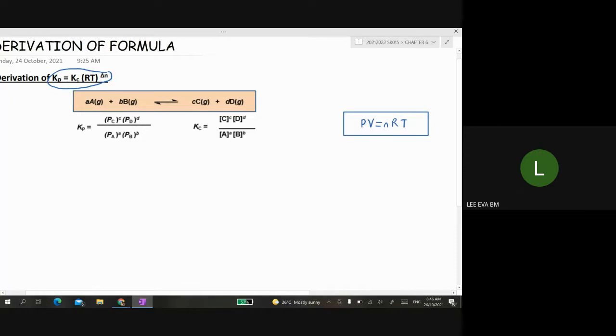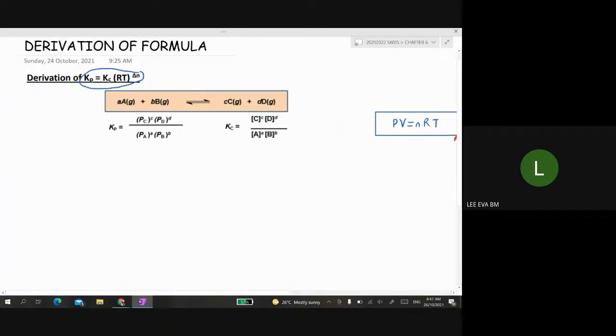Kp, we have the expression: pressure of C to the power of c, and etc. Then the Kc expression over here, [C]^c, [D]^d, [A]^a, [B]^b. And if you still recognize, in chapter 5 we learned about the ideal gas equation, PV equals nRT. Why does Madam start with Kp first? If you look at this equation, Kp is the subject. So we want to keep Kp as the subject, so we begin with Kp first.